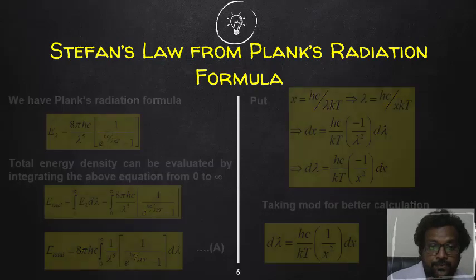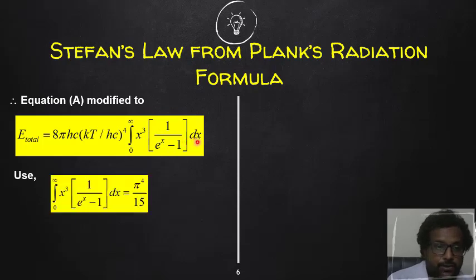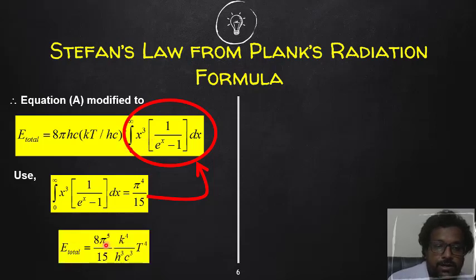If we substitute everything, we come up with the formula E_total = 8πhc × (kT/hc)^4 ∫ from 0 to ∞ of x³ / (e^x − 1) dx. We know the mathematical relation that this integral, x³/(e^x − 1) dx from 0 to ∞, is nothing but π^4/15. We can put this into the above equation, and we are left with E_total = (8π^5 k^4 / 15 h³c³) T^4.